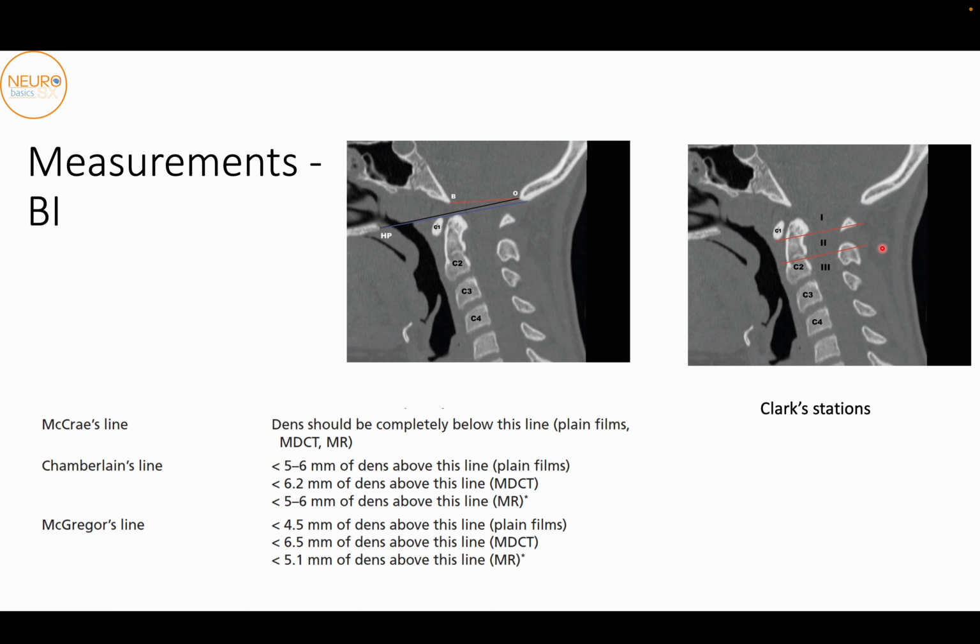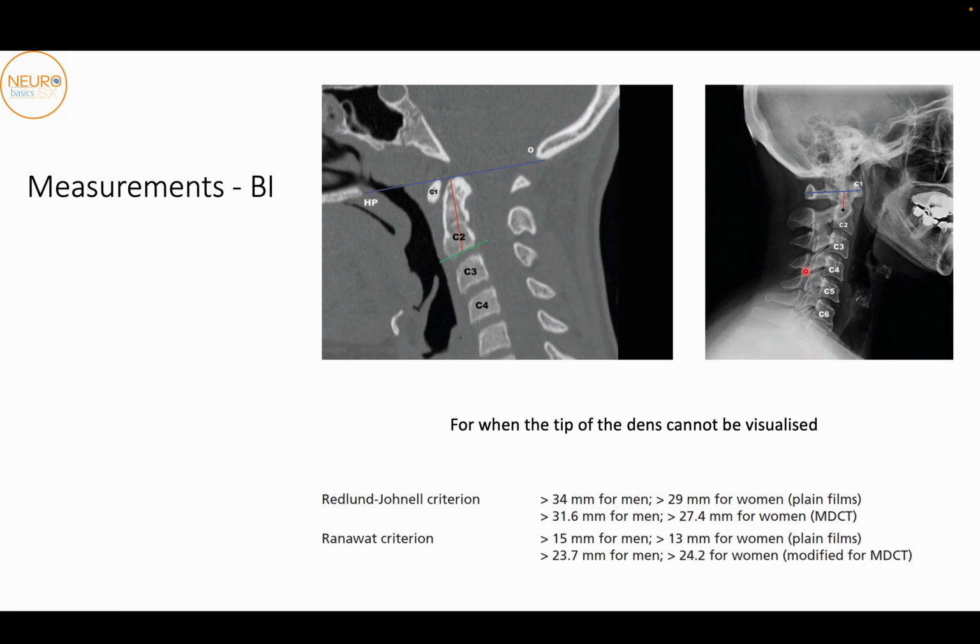Another way to define basilar invagination could be using Clark stations. So the dens is divided into three different stations, first, second, and third. That is basically the first upper 1/3, middle 1/3, and low 1/3 of the dens. And the C1 arch should be lying within the first station. If it is lying at the level of the second or the third station, it is also considered as basilar invagination. Now there are times when you're not able to visualize the tip of the dens and you cannot make out if basilar invagination exists or not.